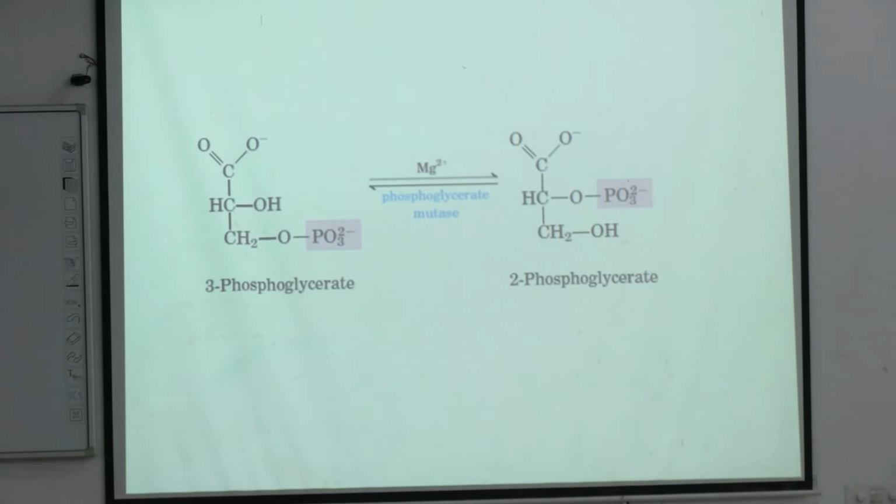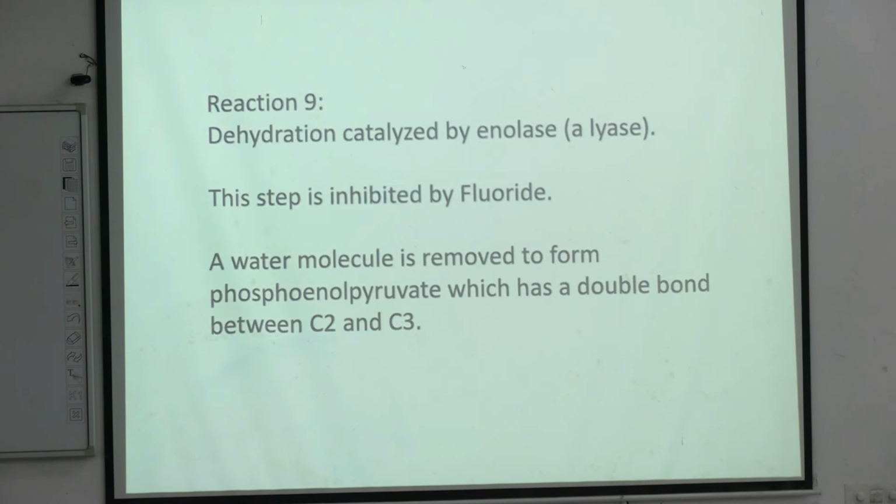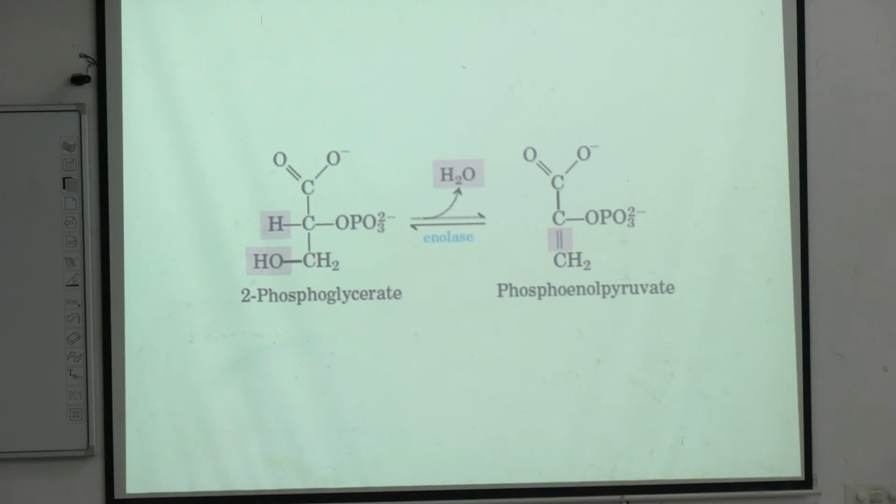Next is mutase. 3-PGA is converted to 2-PGA. Next step, 2-PGA to 2-phosphoenolpyruvate. By enolase, one molecule of water is removed and one double bond is introduced. It is called phosphoenolpyruvate, PEP.